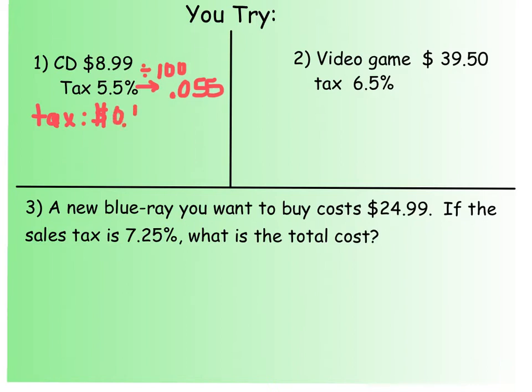That's another one where we have to round. That means that with the cost of the CD, you also have to pay 49 cents tax. So to calculate our total cost, we're going to add the $8.99 plus 49 cents. And that's going to give us $9.48.